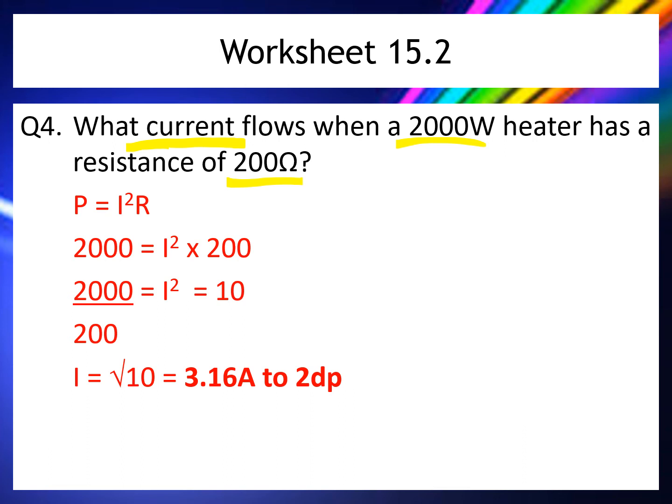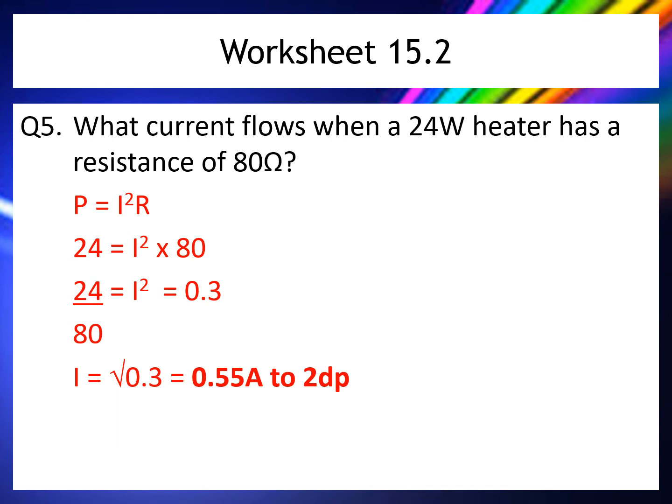And again, as usual, we rearrange the equation, we do our reverse maths to get I squared on its own. So 2000 divided by 200 gives me I squared, which we know is equal to 10. However, this is I squared, and we've been asked to calculate current. I now need to square root my answer in order to get the final answer for current. So now I do the square root of 10 to get the final answer of 3.16 amps.